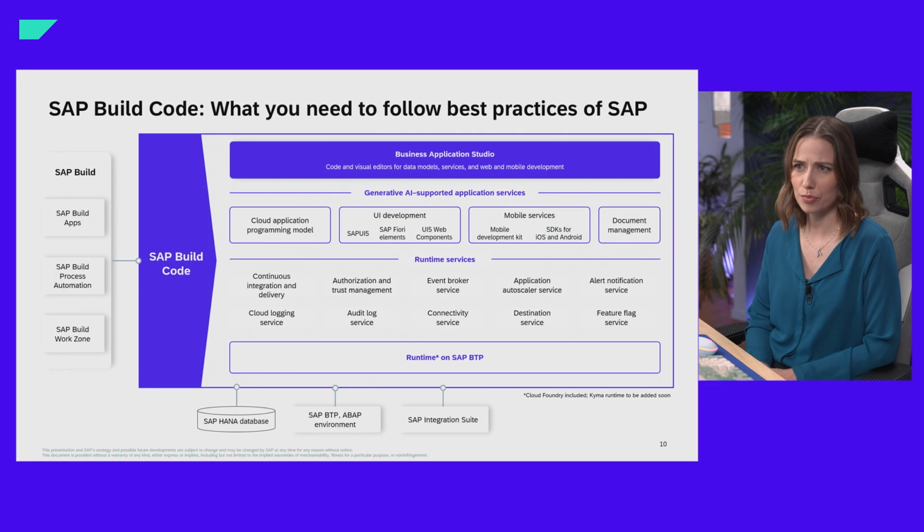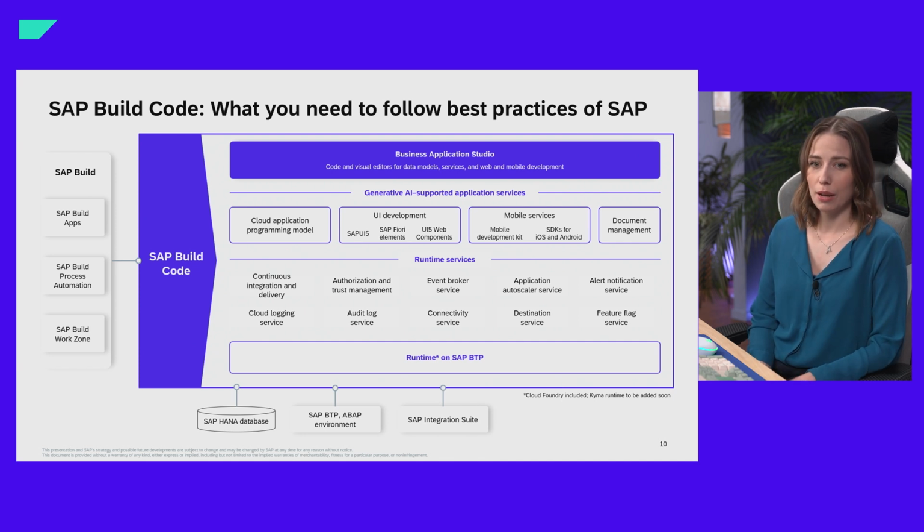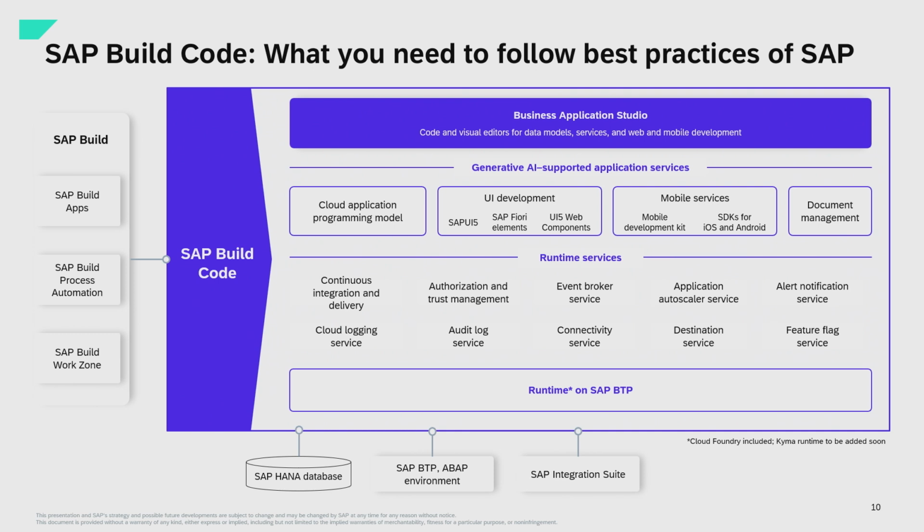And I know some of you want even more details, so let's look into the solution, what's behind Build Code. So the development with Build Code is happening in an optimized environment from Business Application Studio for full stack or Fiori applications. There you have tools that easily let you use all of the app services like the Cloud Application Programming Model, or how we call it CAP. And UI development with SAP UI5, SAP Fiori Elements, or even the UI5 web components. And it's also integrated with mobile services and the mobile development kit, or the native SDKs on BTP.